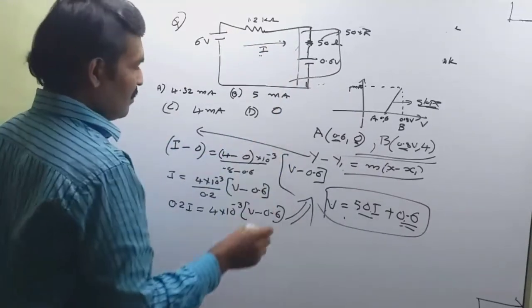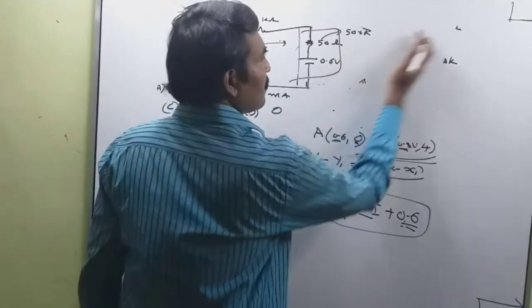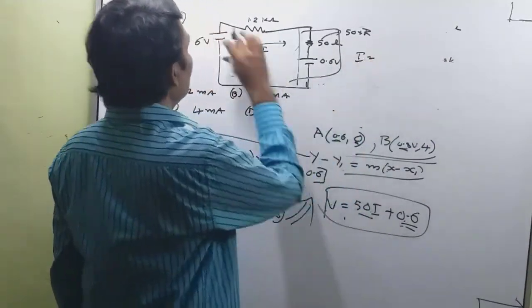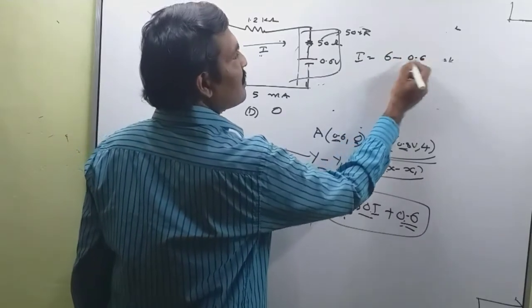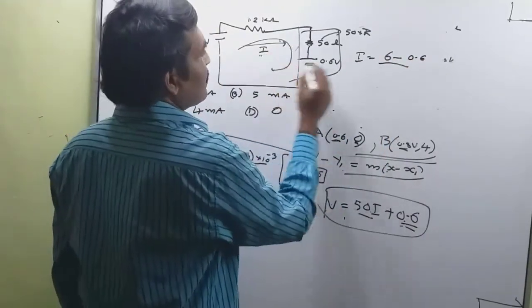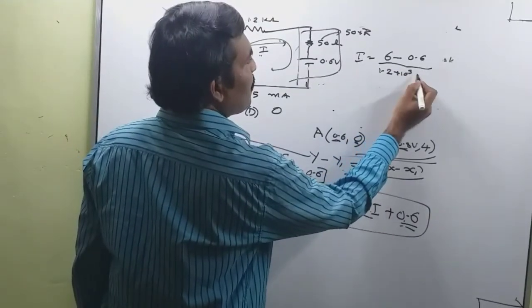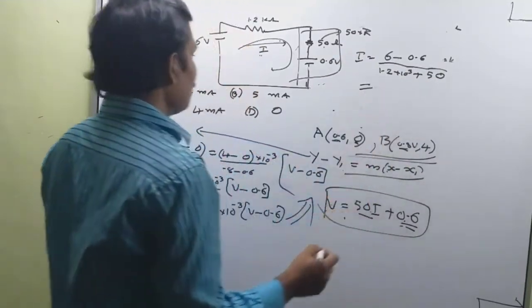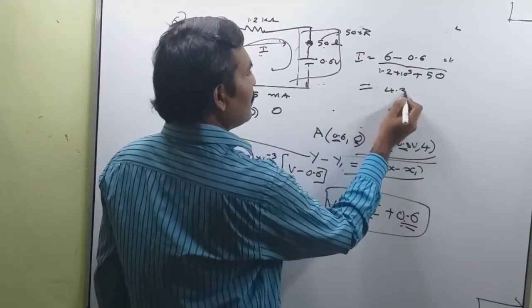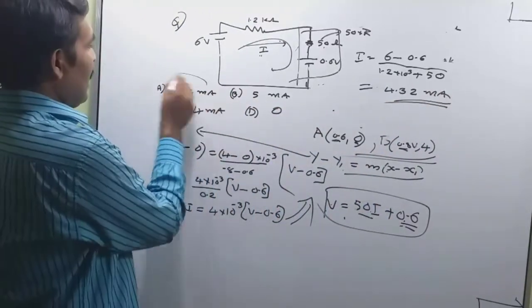Now what is the current? Current I is equal to 6 minus 0.6 divided by the total resistance, that is 1.2 into 10 raised to 3 plus 50 ohm, which is equal to 4.32 milliamps. So the answer is A.